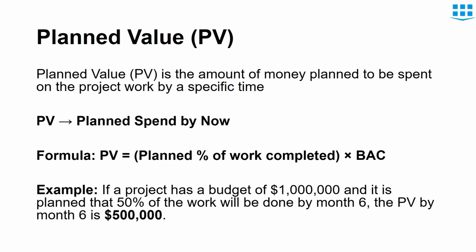Next term is planned value. So planned value is the amount of money planned to be spent on the project work by a specific time. In this example, you can see that the budget of the project is $1 million and it is planned that 50% of the work will be done by the end of 6 months. So as per the planning, the planned value after 6 months will be $500,000 or 50% of BAC.